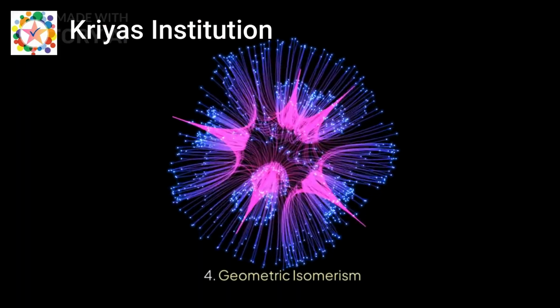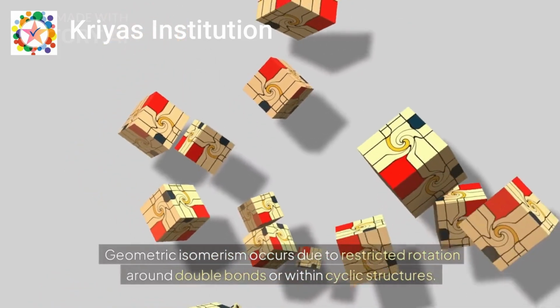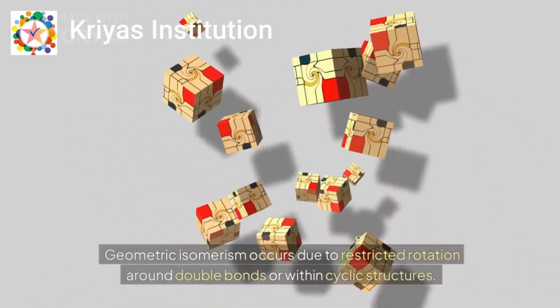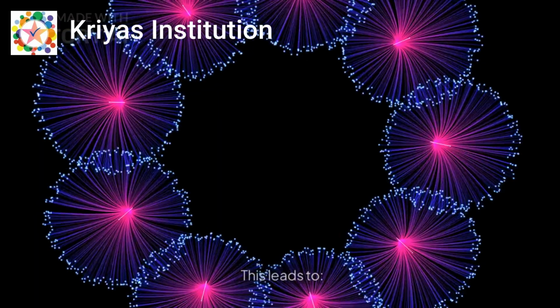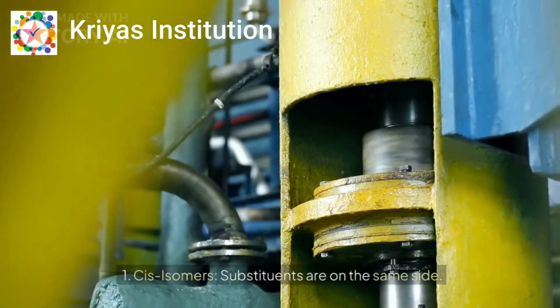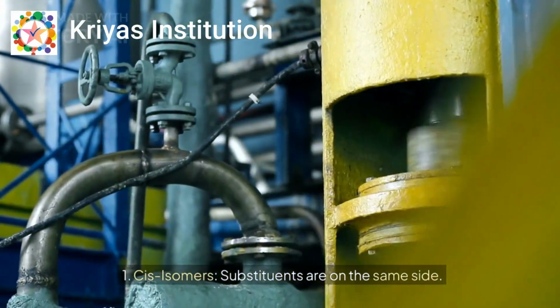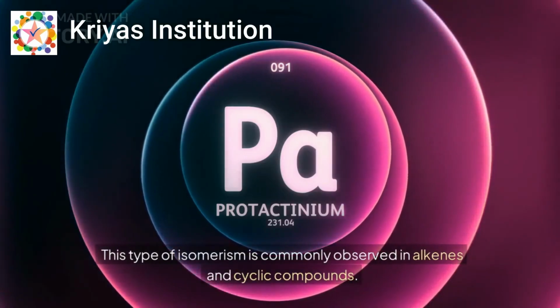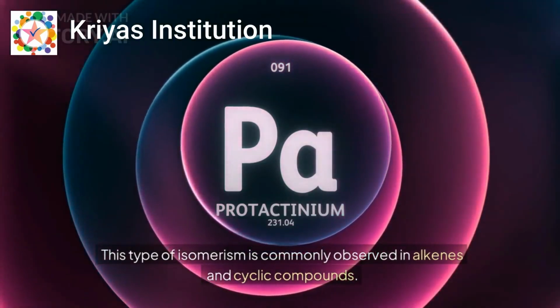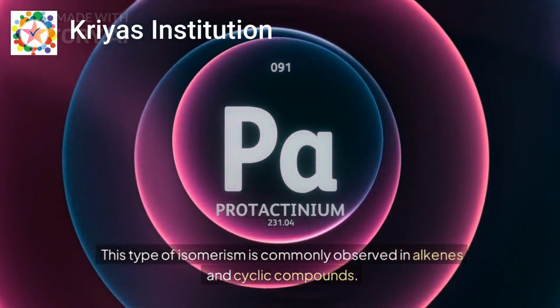4. Geometric isomerism. Geometric isomerism occurs due to restricted rotation around double bonds or within cyclic structures. This leads to cis isomers, where substituents are on the same side. This type of isomerism is commonly observed in alkenes and cyclic compounds.